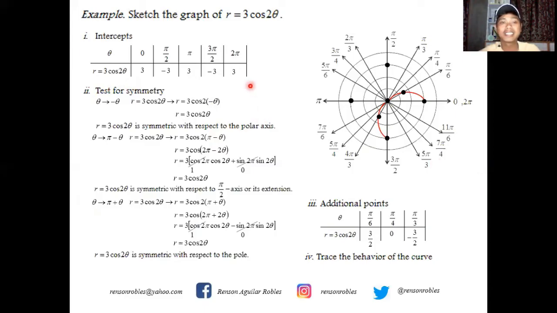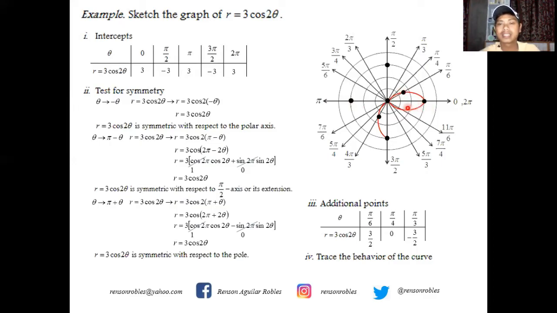Again, the four-leaf rose r equals 3 cosine 2 theta is symmetric with respect to the polar axis, or the line OX. Which means this part of the curve will have a reflection over here, and it will look like that. So we now have a complete petal.